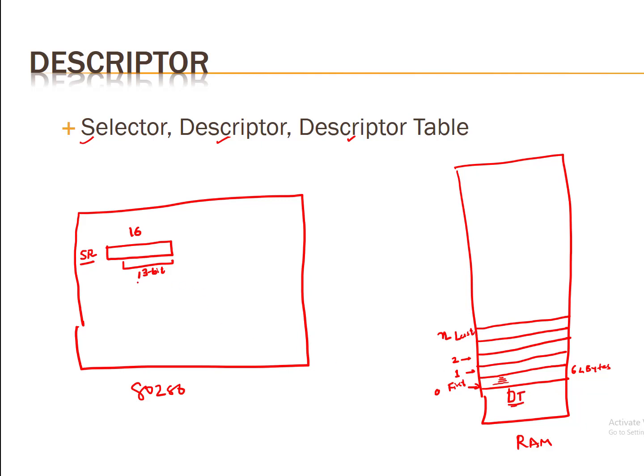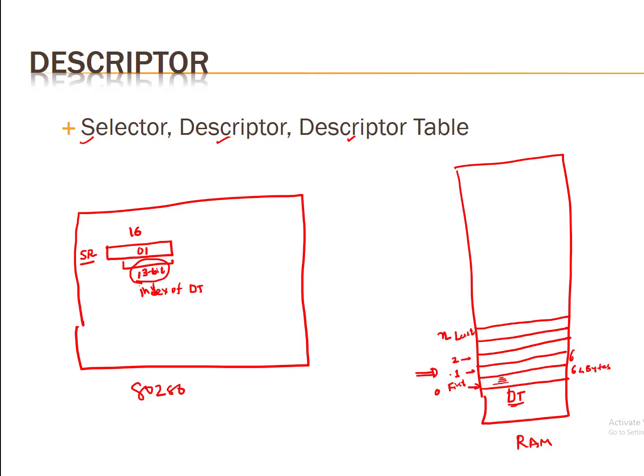So the 13 bits of the SR segment register contain the index of the descriptor table. If these 13 bit combinations are 0 1, numerically, in binary it may be 0 0 0 0 and the last bit is 1. So it's 0 1 numerically. If these 13 bits contain 0 1, it means it points to index number 1, not 0, index number 1 of this DT table. So it is pointing to this entry which has index number 1.